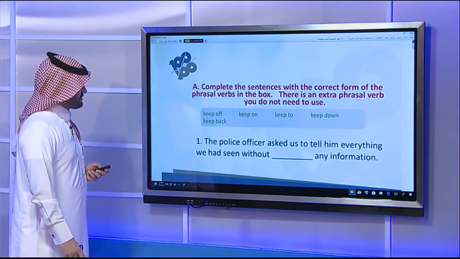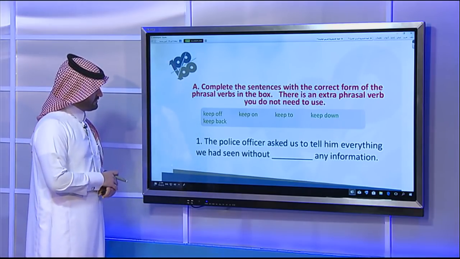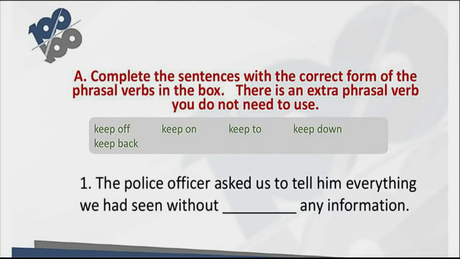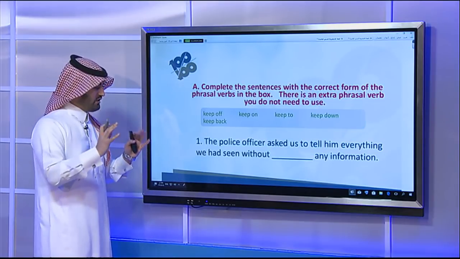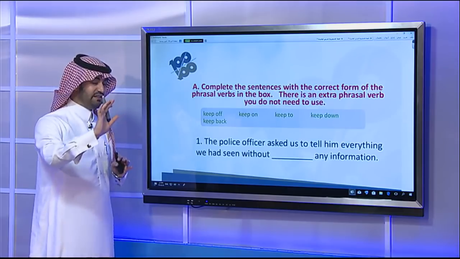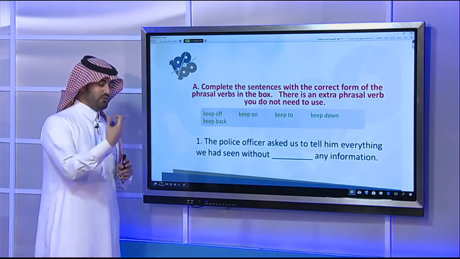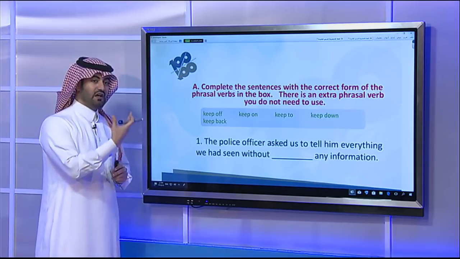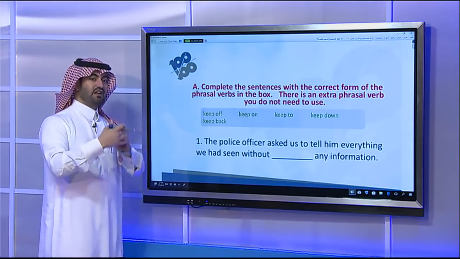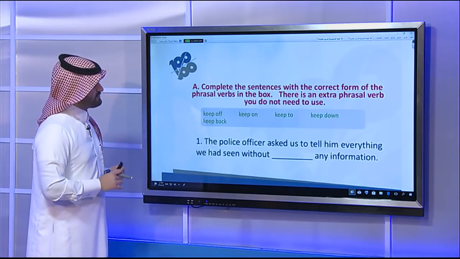Now let's read the exercise together, the sentences. Sentence number one: the police officer asked us to tell him everything we had seen without any information. Okay, the police officer asked us to tell him everything we had seen. He asked us to tell everything we saw. Don't hide anything. So from the context, we understand we need a phrasal verb that means don't hide anything. Tell us everything that you saw without any information.